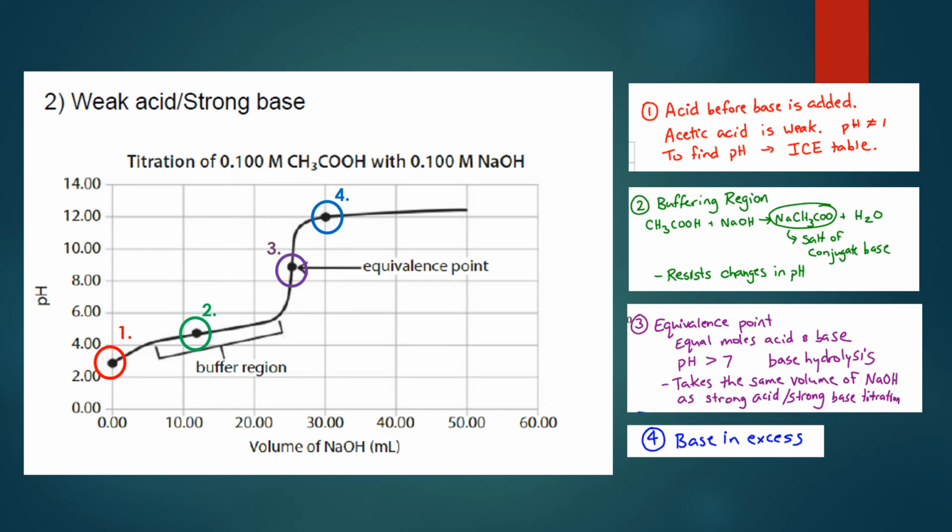Last step here is where we have base in excess. So the buffer doesn't last forever. It can be overcome and we can overthrow that buffering region there. But we do go back into base in excess at point number 4.